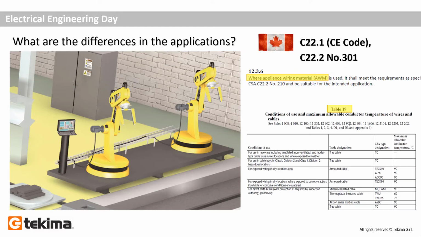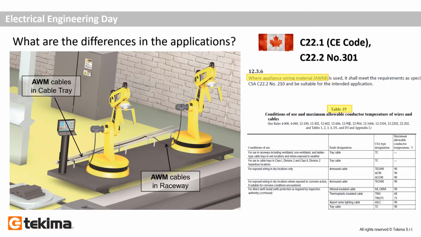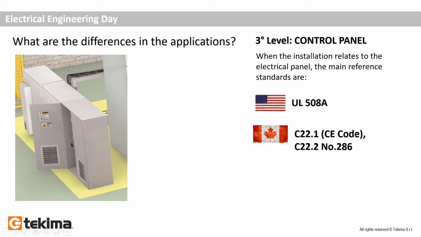What's happening in Canada? Same situation. AWM recognized cable in the cable tray, AWM cable in raceways, unprotected AWM cable just if it is following the surface of the machinery. And that's the end.